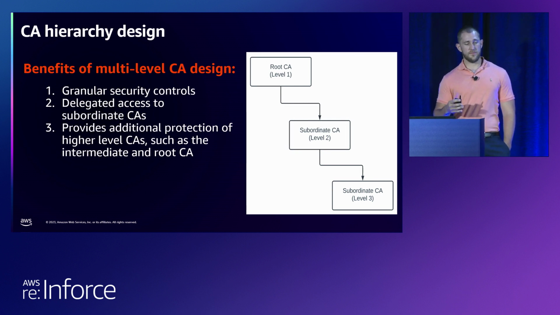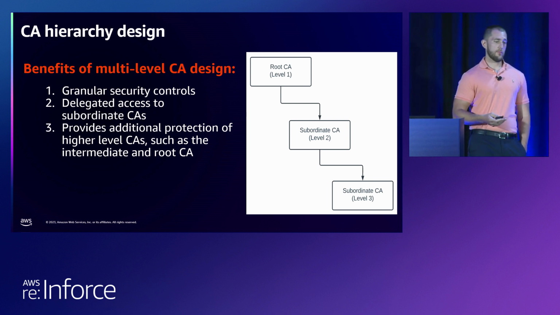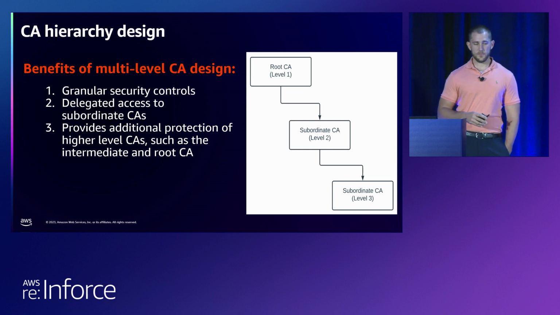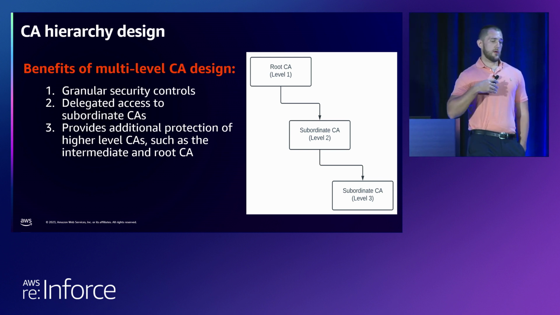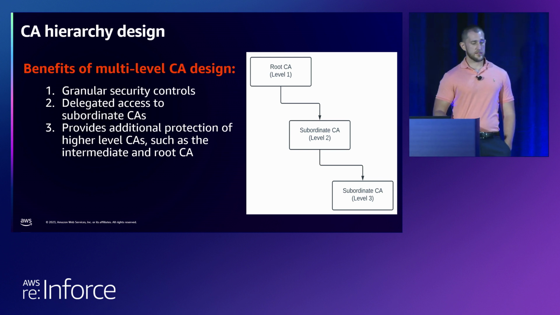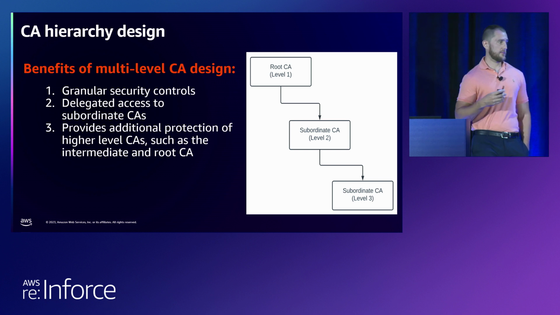So there's a couple different steps, as discussed earlier in the prerequisites, for using IAM Roles Anywhere. One of them is how you set up your PKI infrastructure. What we decided to go with was a 3-tier PKI. The benefits of this are granular security controls, delegated access to subordinate CAs, and additional protection of higher-level CAs, like your root and your intermediate, right?